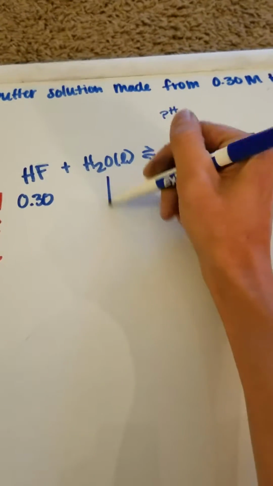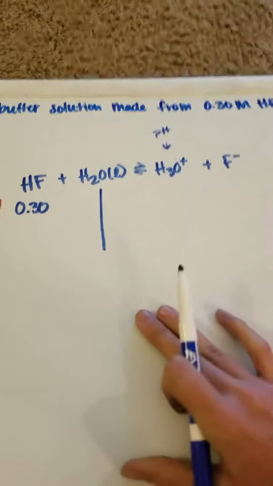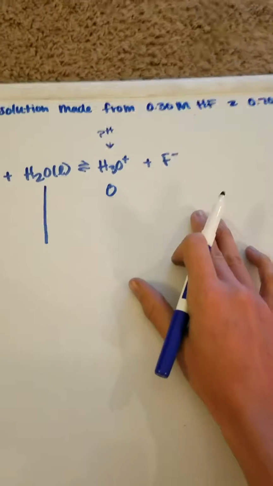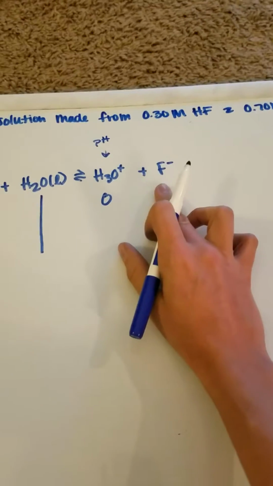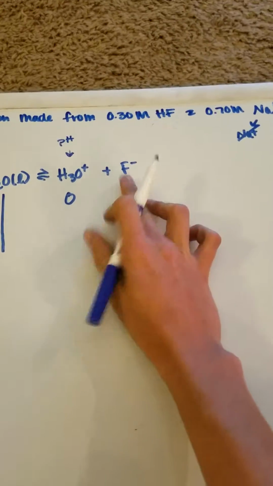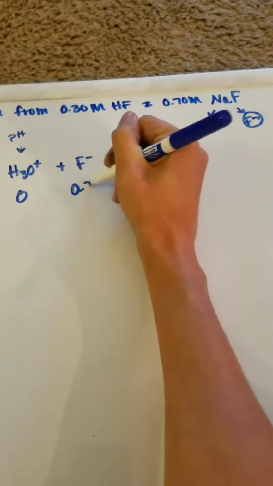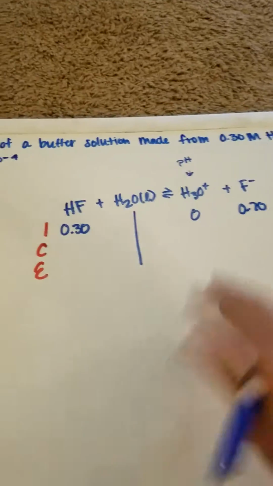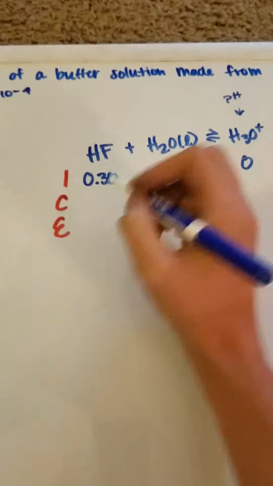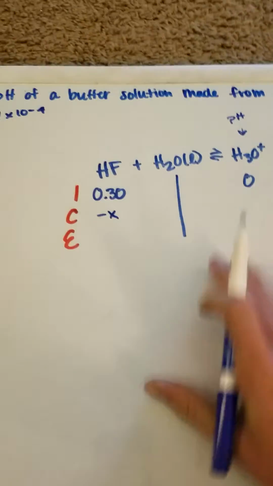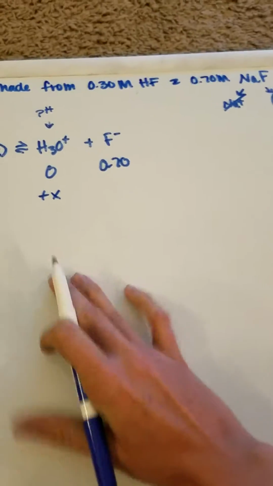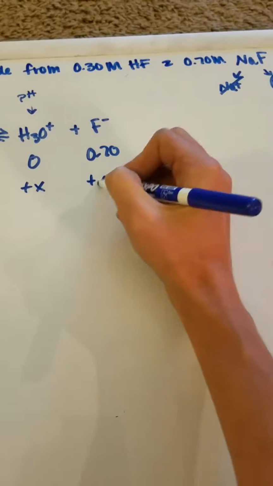Liquid water, we don't care about that at equilibrium. We don't have any H3O plus yet. And now what's different from a traditional ice table is we know the concentration of this too, which is 0.70. So just like any other ice table for an equilibrium, we're going to lose an X amount here, we're going to gain an X amount here, and we're going to gain another X amount here.